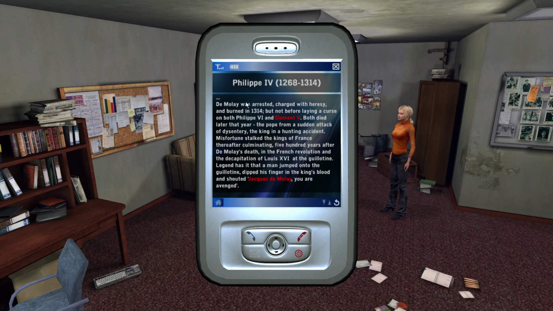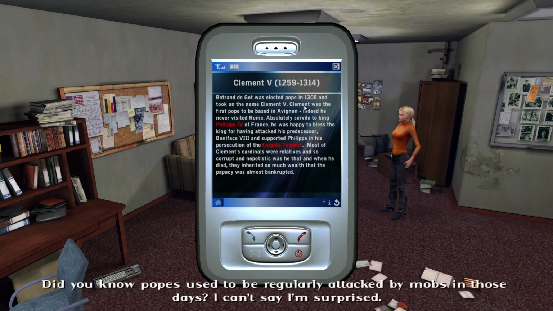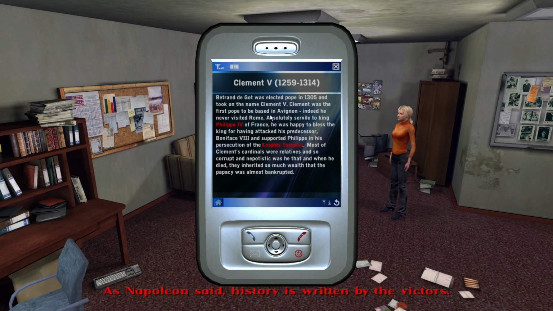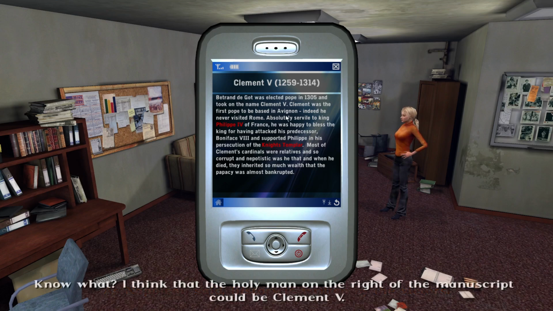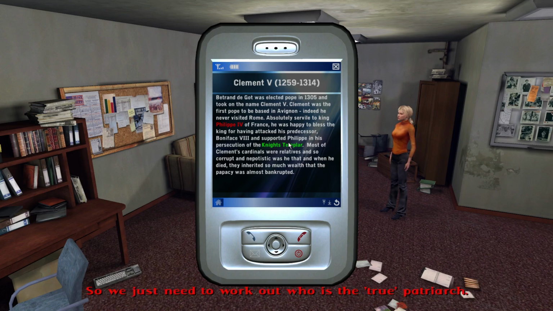Continued. So I wonder if he's talking about things we need to click on. Clement V was just a puppet of the king. Did you know popes used to be regularly attacked by mobs in those days? Can't say I'm surprised. As Napoleon said, history is written by the victors. Okay, fine. I think that the holy man on the right of the manuscript could be Clement V. He was Pope of Avignon and Philip's crony. But he can't be the true patriarch referred to in the manuscript. So we just need to work out who is the true patriarch.